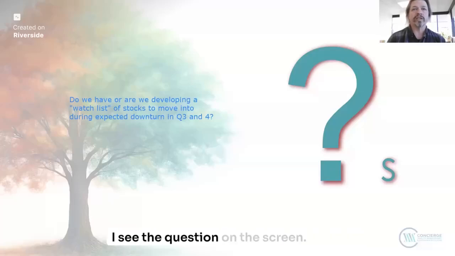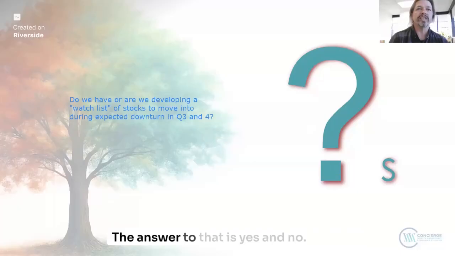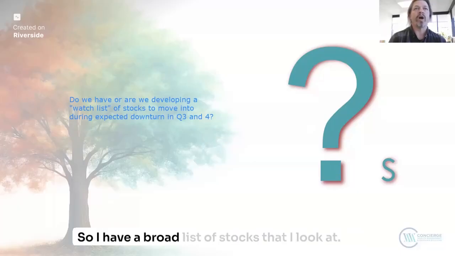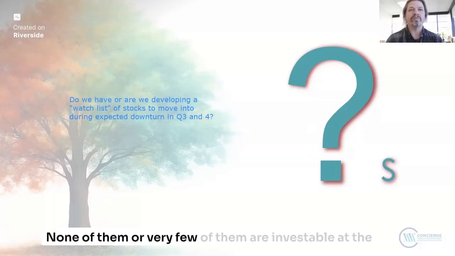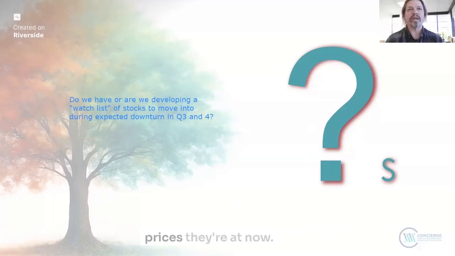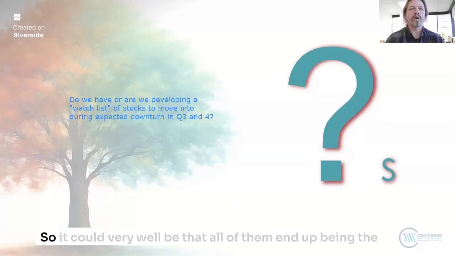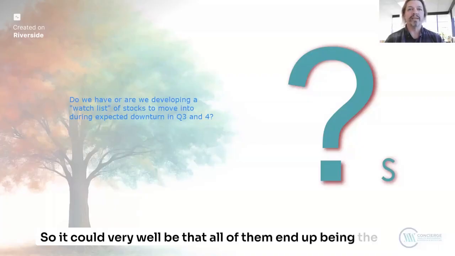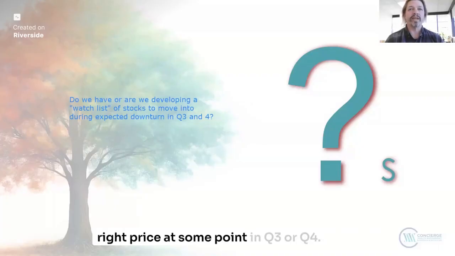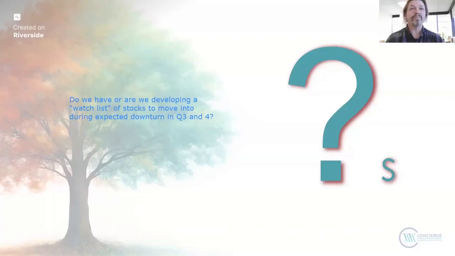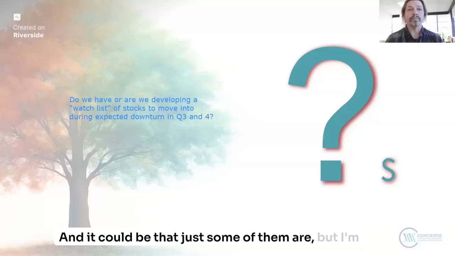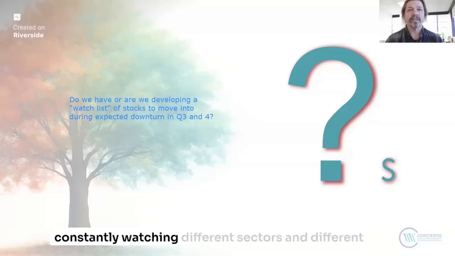I see the question on the screen. The answer to that is yes and no. So I have a broad list of stocks that I look at. None of them, or very few of them, are investable at the prices they're at now. So it could very well be that all of them end up being the right price at some point in Q3 or Q4. And it could be that just some of them are. But I'm constantly watching different sectors and different stocks.